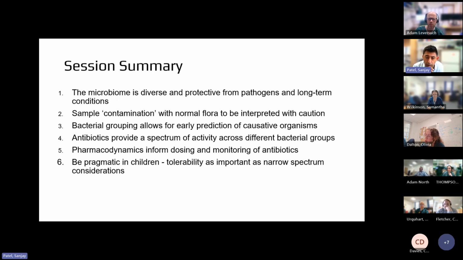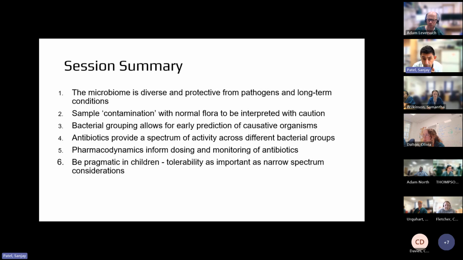The things we spoke about: the microbiota, the microbiome, it's diverse, and a diverse microbiota is protective against pathogens. It's when you skew it that you allow certain things, often pathogens, to outgrow other things. And if you mess with your microbiome, you may have long-term impact on things like asthma, obesity, etc. Interpreting microbiology results requires some thought. It's not black or white, it's an art. It's a part of a jigsaw, including the clinical phenotype, inflammatory markers, the story, where the sample was taken, and how it was taken.